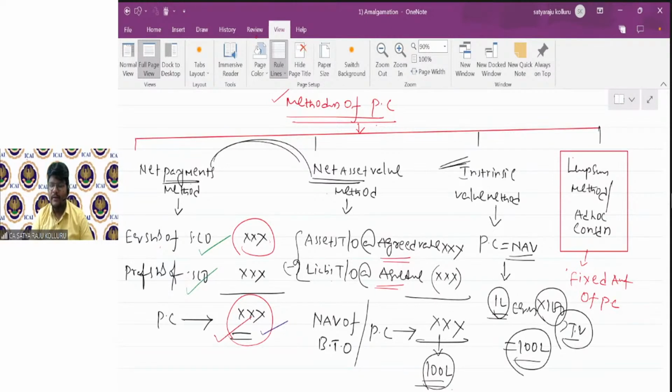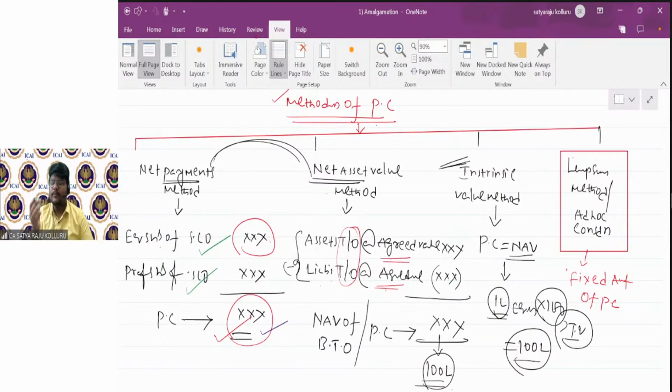In case of the net asset value method, assets minus outside liabilities taken over by the purchasing company at the rate of agreed values we need to consider. Because whatever the book values were placed in the selling company are ultimately irrelevant to decide the price for the selling company.